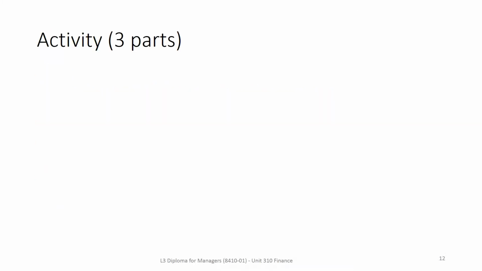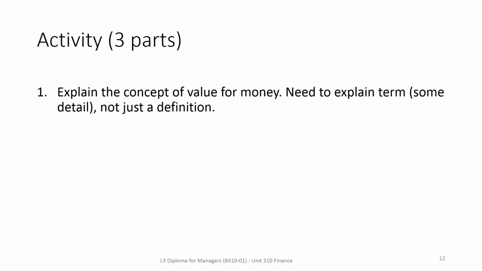Right then. Activity again, reminder that this is your assessment of your knowledge, so your assessor will be looking at this to decide whether you've proved that you've got sufficient knowledge and understanding in this area to pass the unit. It comes in 3 parts. The first part is to explain the concept of value for money. Now, we've talked about it from the beginning to the end. It's not just about explaining the term, about defining the term, it's about explaining what it means, so you'll need to go into some detail.